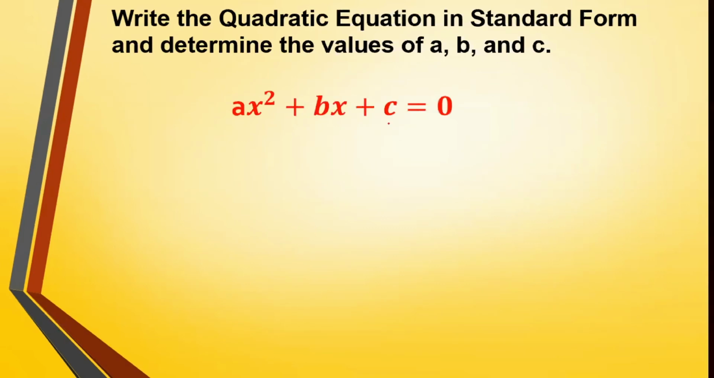Okay? So, our standard form is given by ax squared plus bx plus c equals 0. So, for example number 3, x squared minus 4x equals 12. Is it quadratic or not? Quadratic. Okay, very good, quadratic.